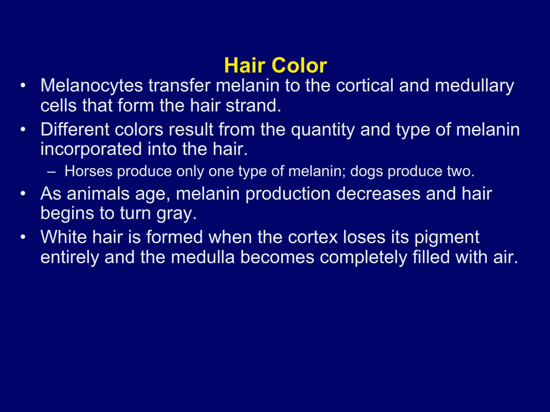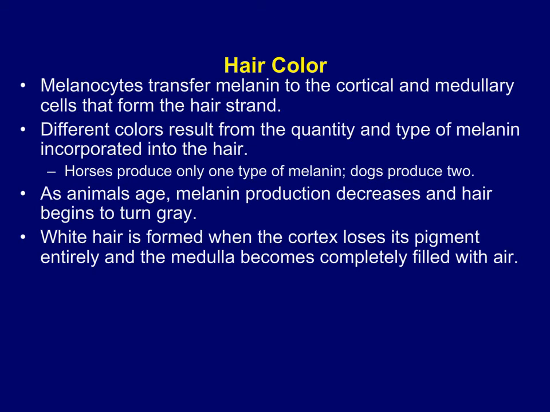Now, as we've already mentioned, the color of hair is due to the presence of pigment granules within the cortex and medullary cavities of the hair shaft. The different colors we see in different breeds result from the quantity and type of melanin incorporated in the hair. Now, it's important to realize that horses produce only 1 type of melanin, whereas dogs produce 2. And as animals age, the melanin production decreases and hairs begin to turn gray, just like in people.